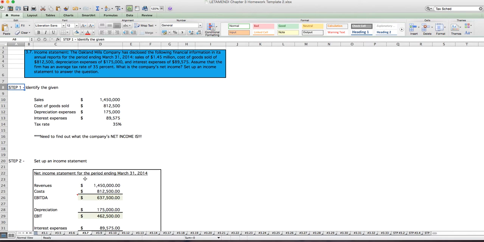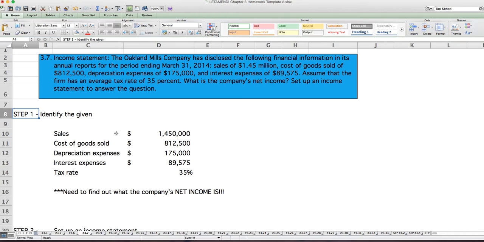Now moving on to 3.7. Let me zoom in here. All right. The Oakland Mills Company has disclosed the following financial information on its annual reports for the period ending March 31st, 2014. Sales of 1.5 million, 1.45 million, cost of goods sold of 812,500, depreciation expense of 175,000, interest expense of 89,000.